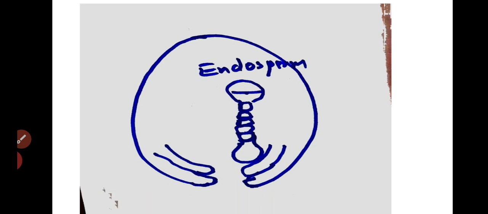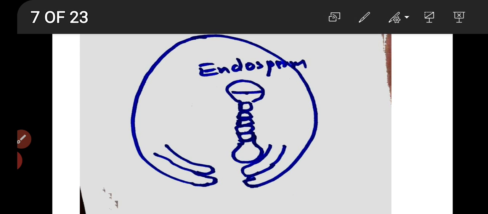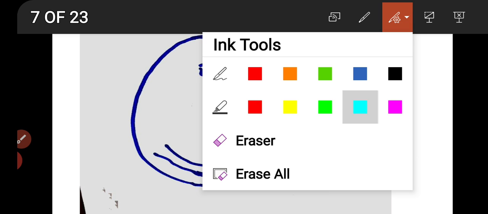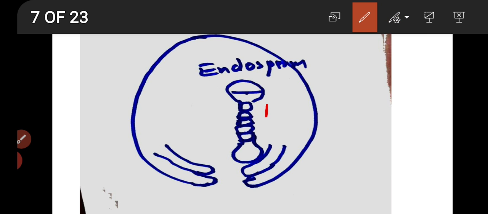Due to the suspensor, 6 to 8 cells are produced, and the suspensor pushes the embryo into the endosperm. You know that the endosperm provides the food material for the development of the embryo. So it has to be pushed into the endosperm, and that's why the suspensor cells are produced.